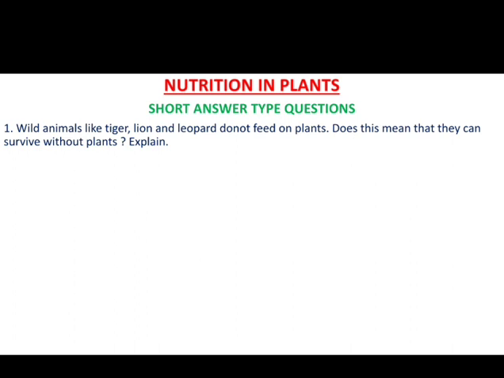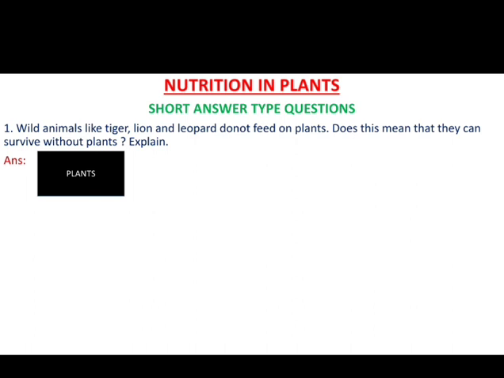Nutrition in plants. Short answer type questions. Question number 1. Wild animals like tiger, lion and leopard do not feed on plants. Does this mean that they can survive without plants? Explain.